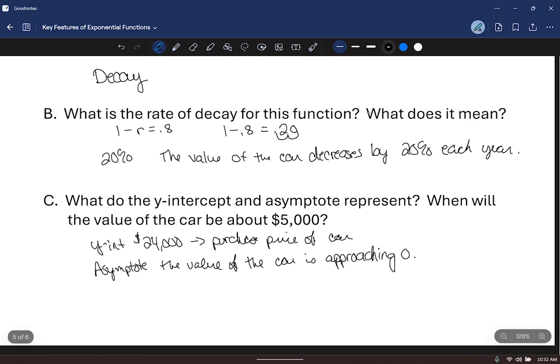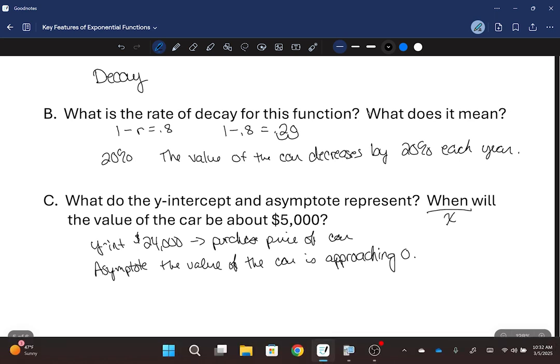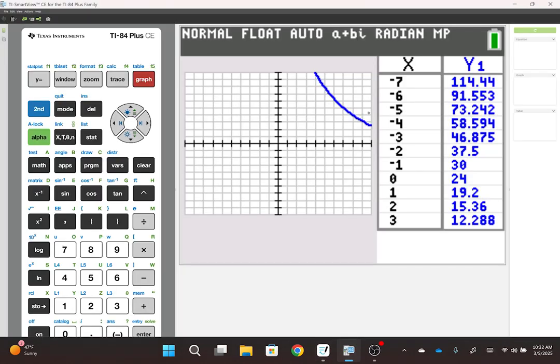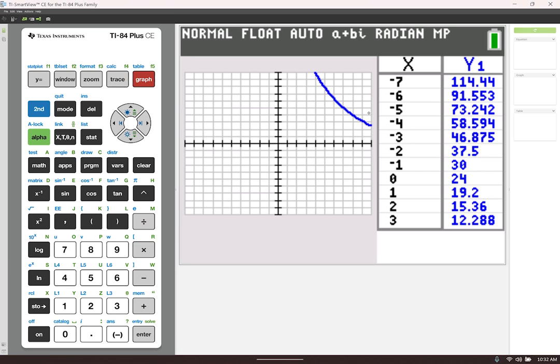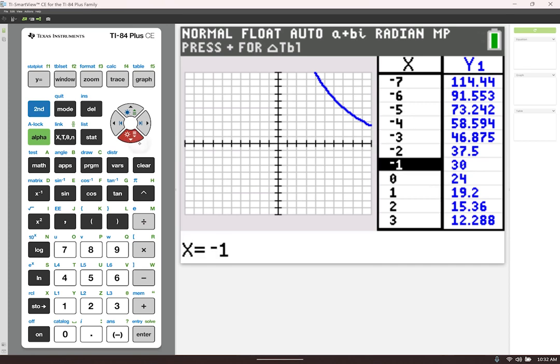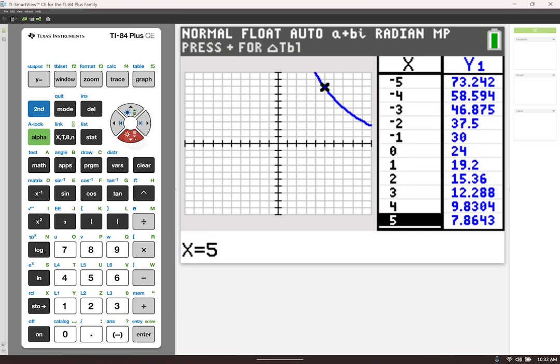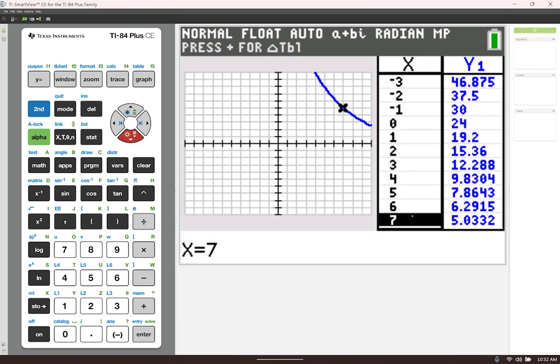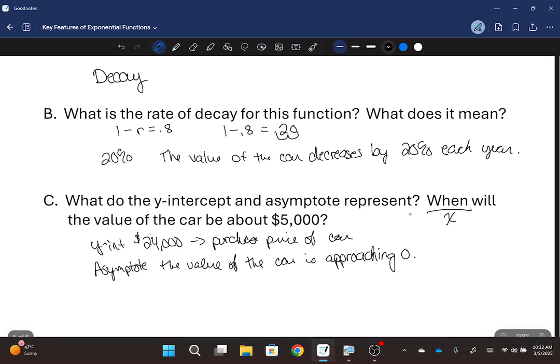All right, and when, that's an x value, will the value of the car be 5,000? So I'm looking for an x value when the y value is 5,000. Now remember, these all represent thousands. So as I go down through my table, I'm looking for a y value of 5. All right, so that would be 7 years. Now, we don't know what year they bought the car, so we would just say 7 years.